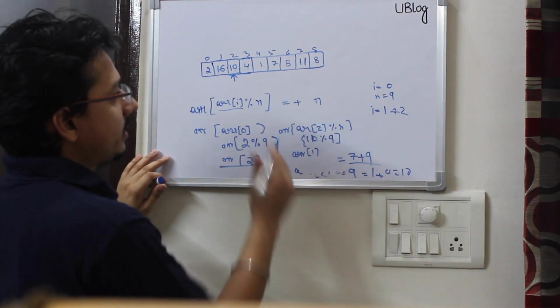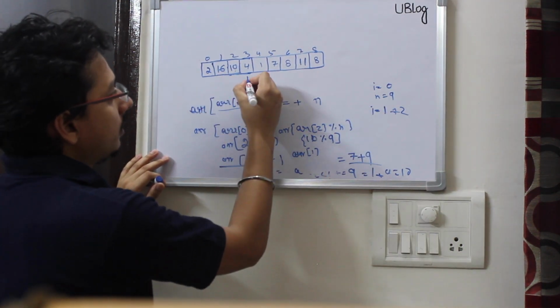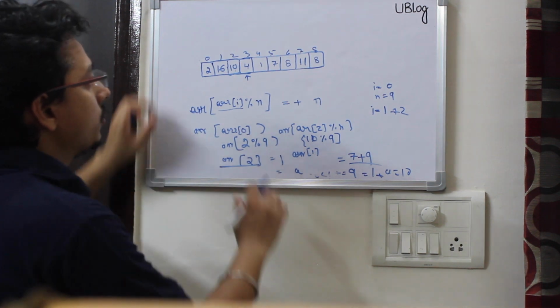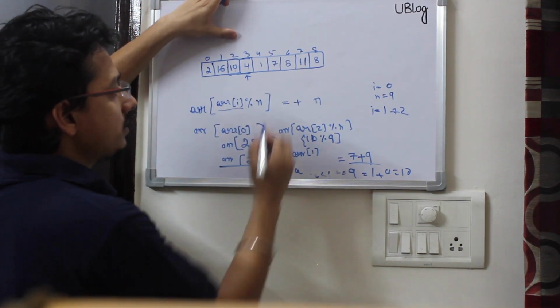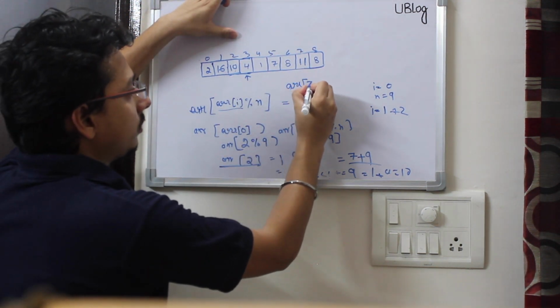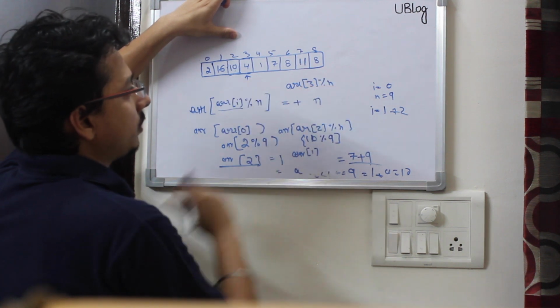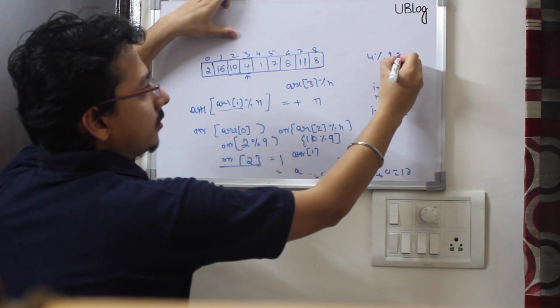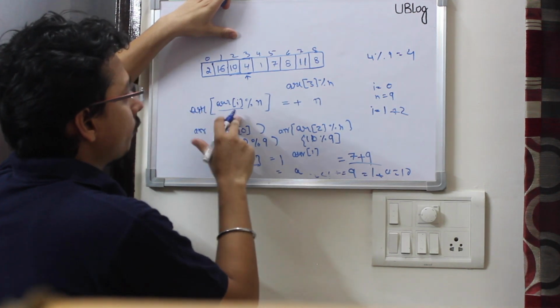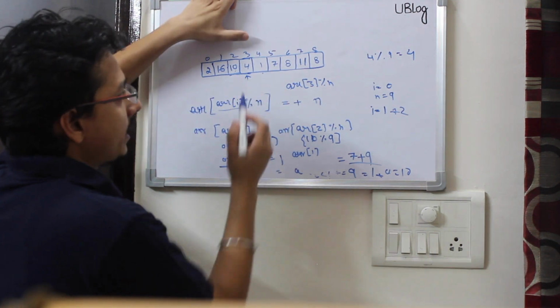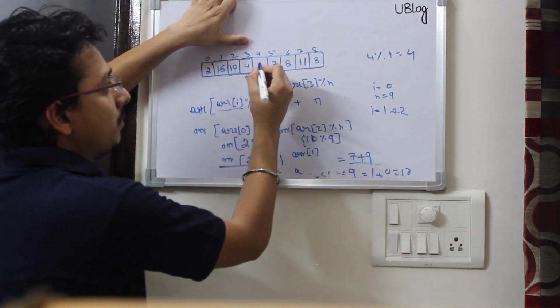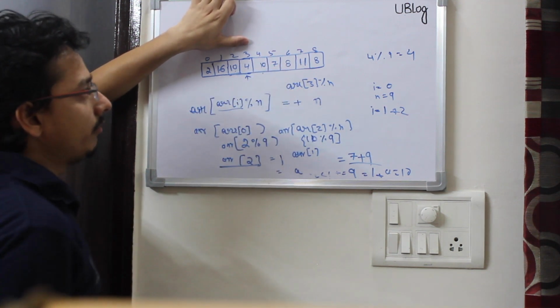So now my I increases, and now I'm at the third index. So basically what I do is array of 3 modulo n. So array of 3 is 4, modulo 9 is 4. So I need to find the value of array of 4. What is array of 4? Array of 4 is 1, and I need to add 9. So 1 plus 9 will be 10. So I'll be putting the value of 10 here.